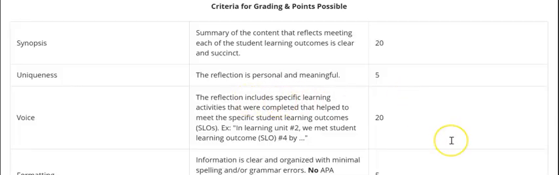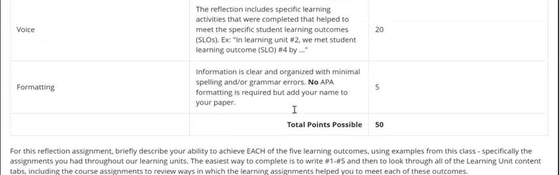The reflection includes specific learning activities that were completed that helped you to meet the learning outcomes. We call the student learning outcomes SLOs, so you can even abbreviate and say SLOs. For example, in learning unit number 2, we met student learning outcome number 4 by, and share the activities that you did. Maybe it was the discussion board, but share what you did and how you met that student learning outcome.